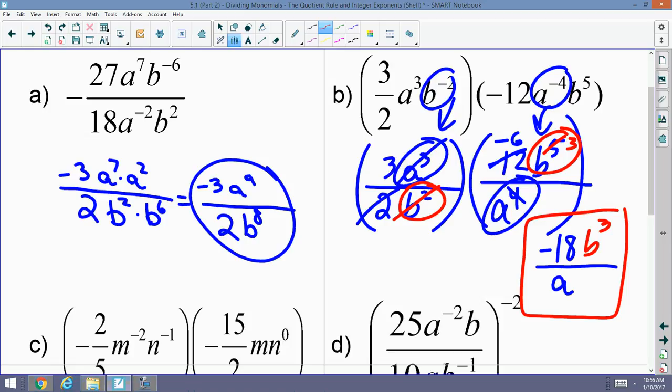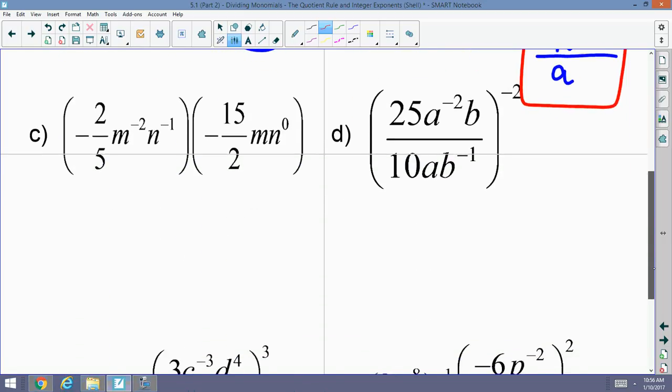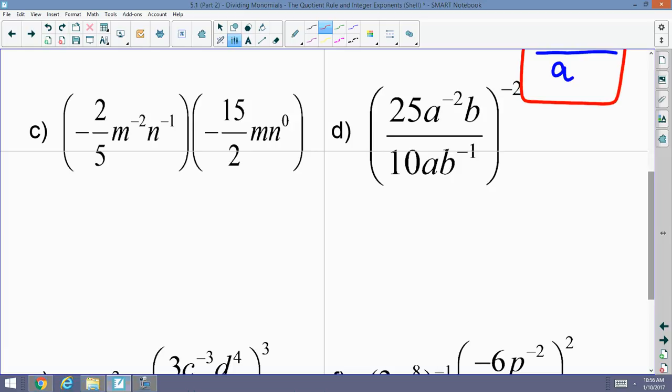We're running out of time. Okay? Now, how about this guy? I got negative 2/5 m to the negative 2 n to the negative 1 times negative 15 halves m n to the 0. Let's simplify everything first before we multiply.